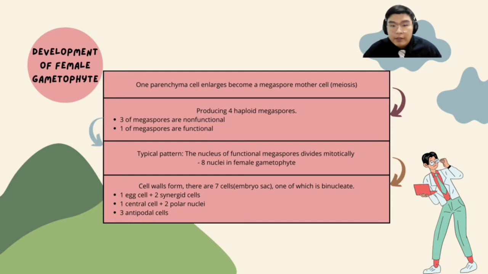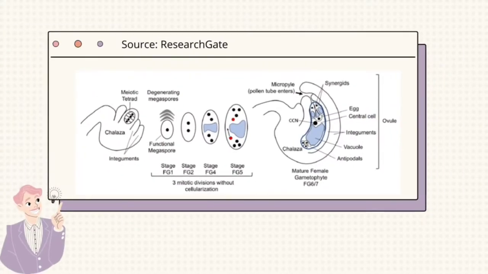A parenchyma cell in the ovary enlarges to become a megaspore mother cell. It then undergoes meiosis to produce 4 haploid megaspores, with only 1 of them being functional, while the other 3 degenerate. The nucleus of the functional megaspore proceeds to divide mitotically until there are 8 nuclei in the female gametophyte. During the formation of cell walls, 7 cells will be formed, with 1 being binucleate, which are 1 egg cell, 2 synergid cells, 1 central cell with 2 polar nuclei, and 3 antipodal cells.